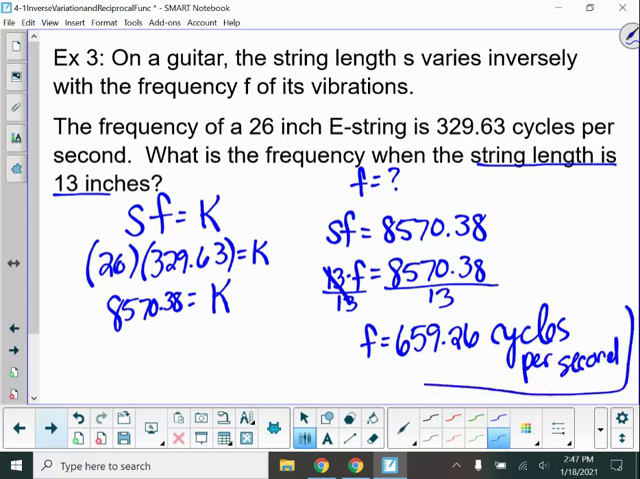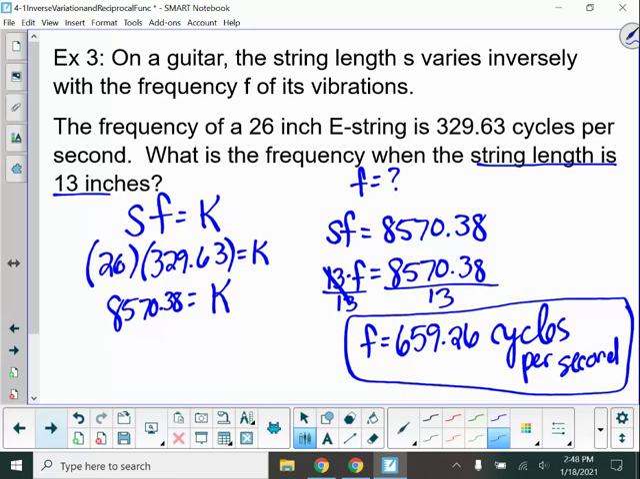You can see here, this does actually make sense because this does vary inversely. If you're going from 26 to 13, you're actually dividing that by 2. So it makes sense that the frequency is multiplied by 2 because you're going to be going the other way. If you divide one term, you would actually multiply the other term. That's where the varies inversely comes from. And 659.26 is about 2 times the 329.63.